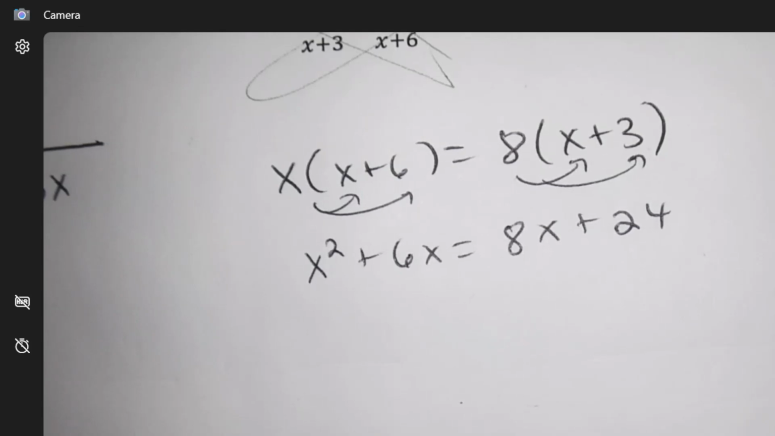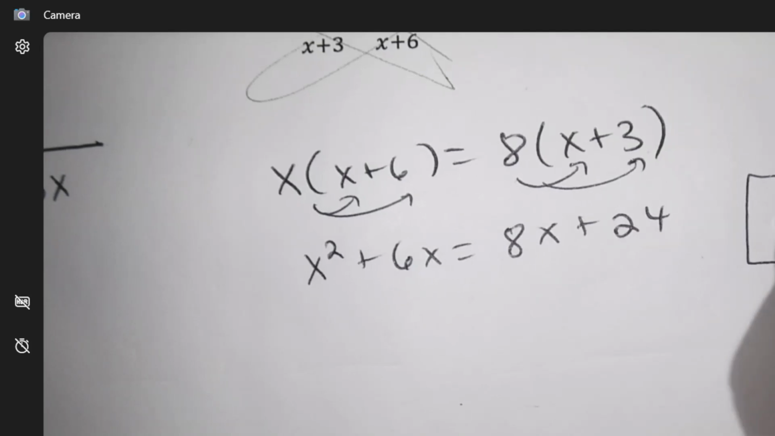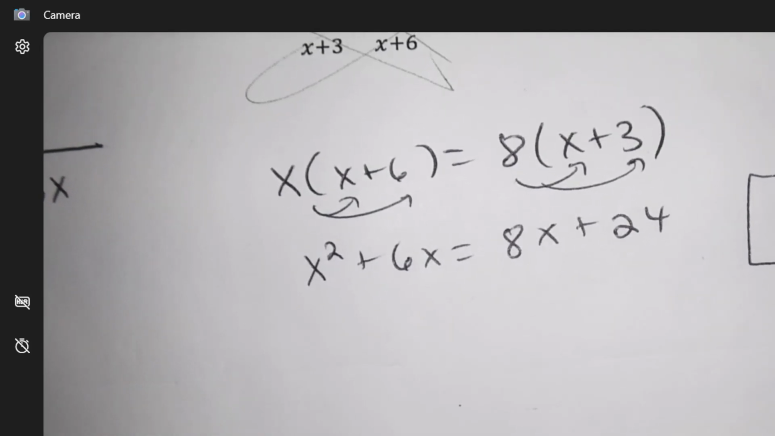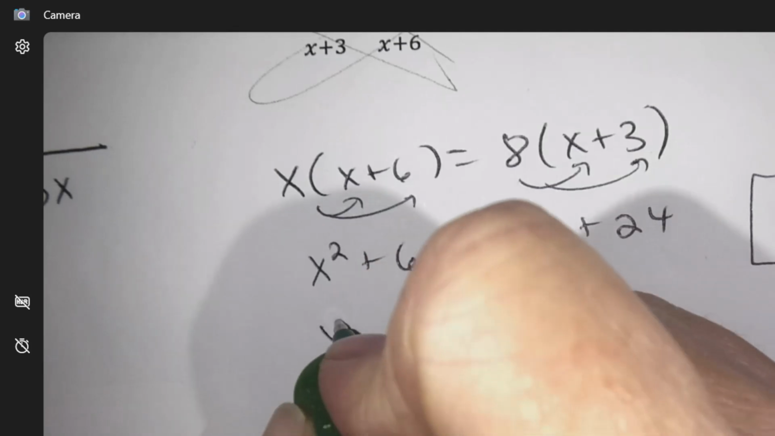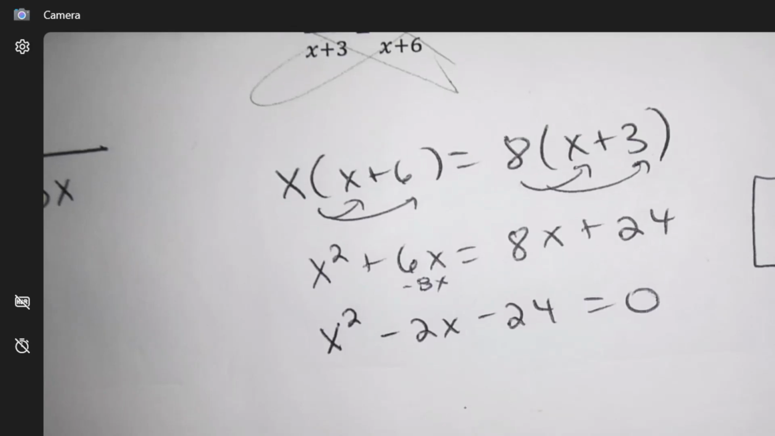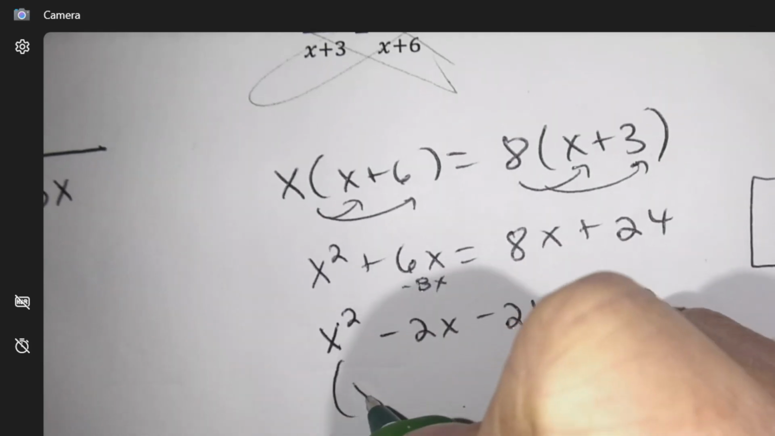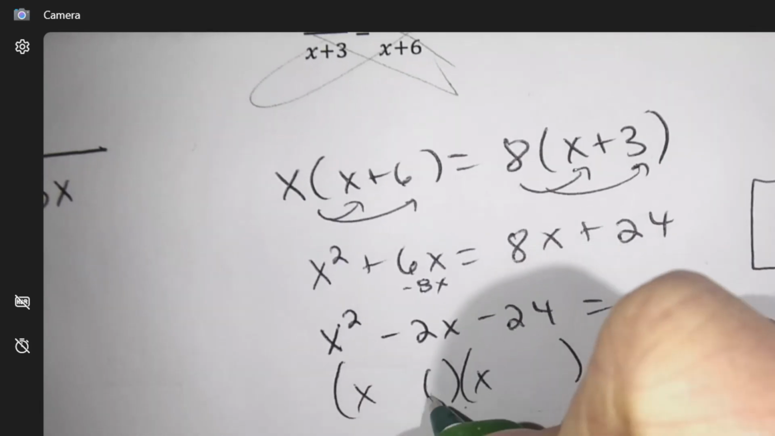Okay, what would you do with this? Algebra branch. Where would you go? That's where I would go, to the equal 0, because I see two variables. As soon as I see two variables, zero it out. Then I can try some of my factoring techniques.